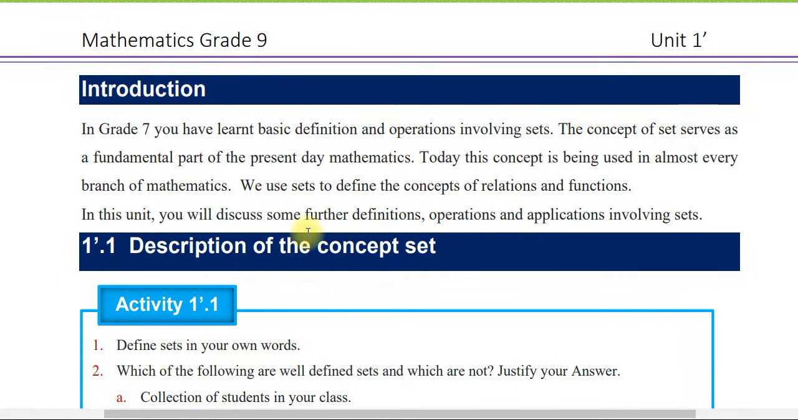Further definition of sets, operation of sets and application of sets.